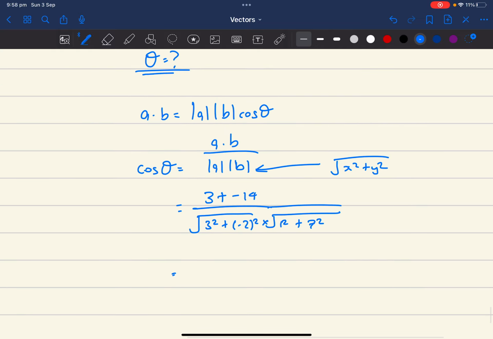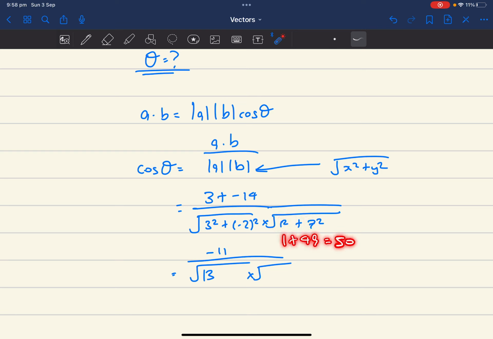And now I can start simplifying it, right? So 3 plus negative 14 is going to be negative 11. And this will give me 9, this will give me 4, right? So 9 plus 4 is 13. Here I have 1 squared and 7 squared, which gives me 1 plus 49, so 50.